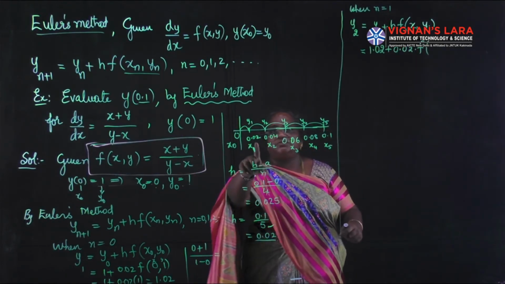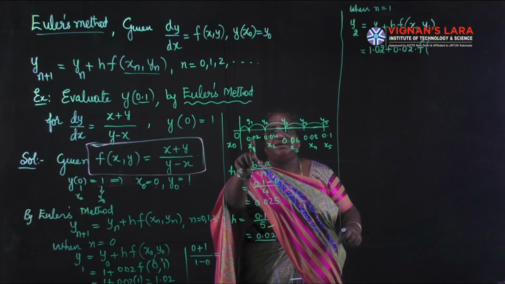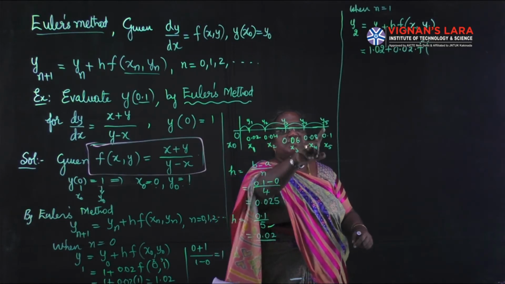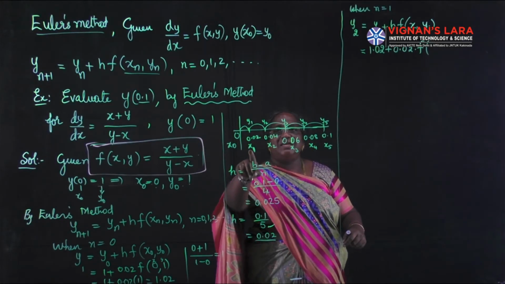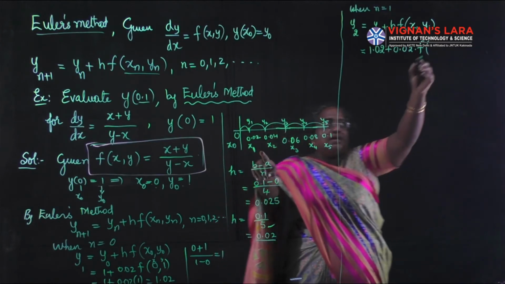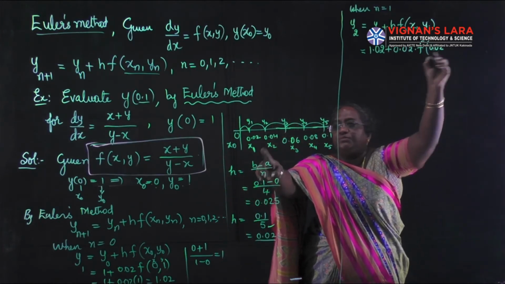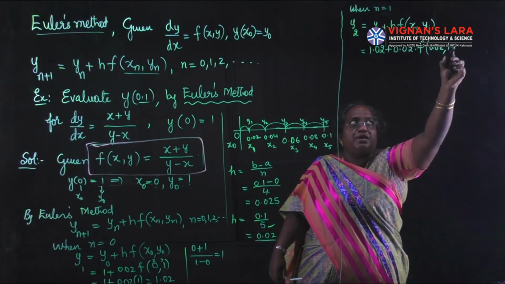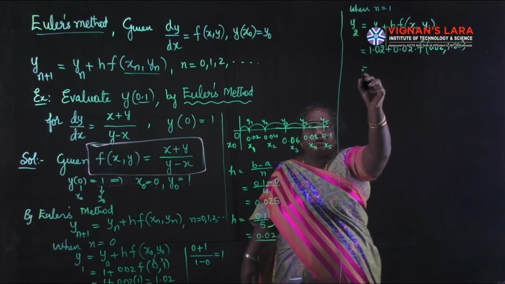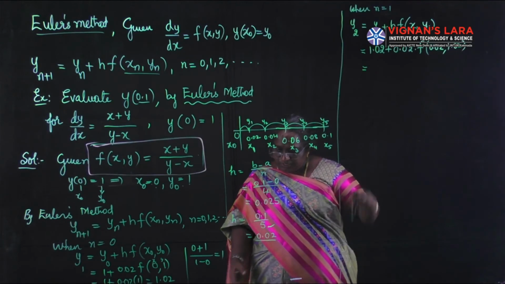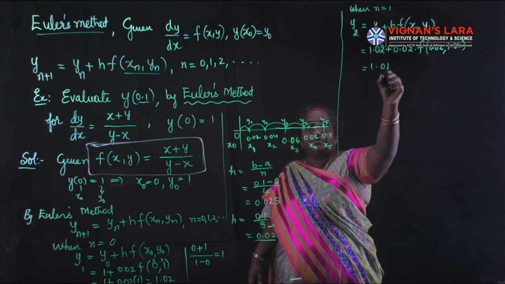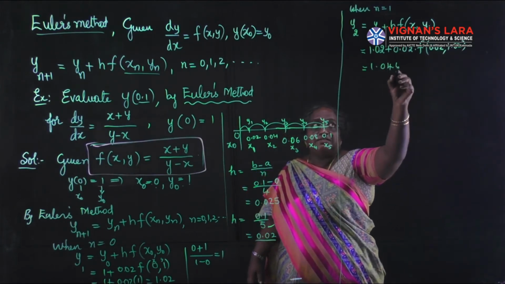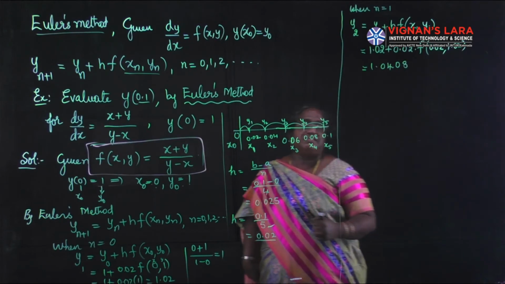That's why I ask you to write it immediately. No need to search anywhere. Once you have this number line like this, you will clearly know what is x1. x1 is 0.02. What is our y1? Just now we calculated 1.02. So if you calculate, this comes to be 1.0408. Using a calculator you can calculate.